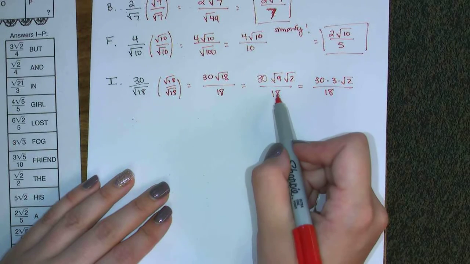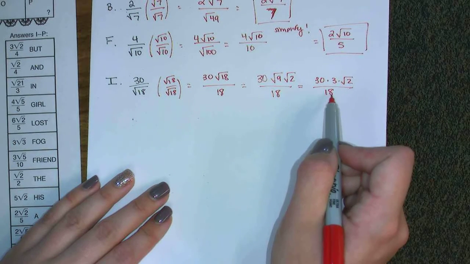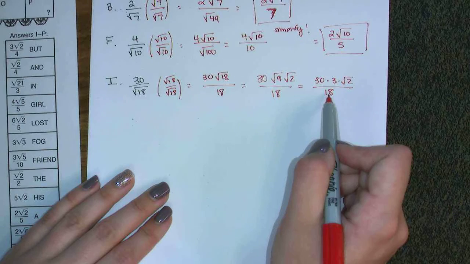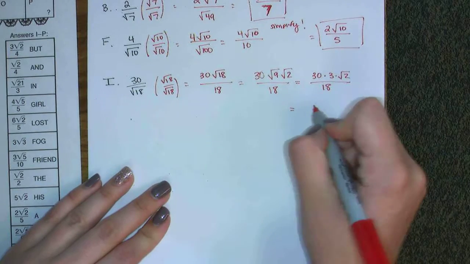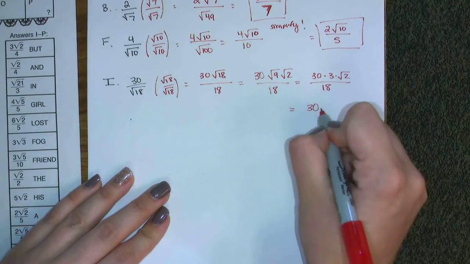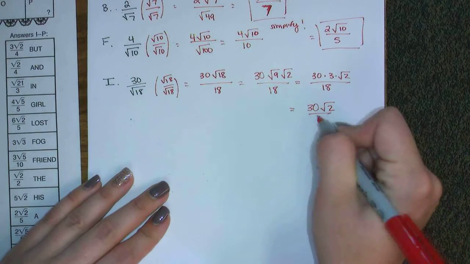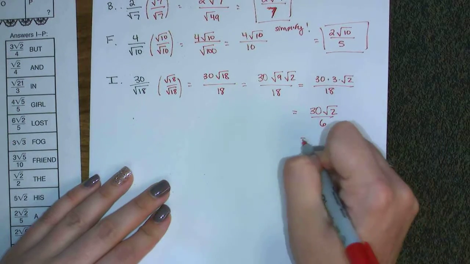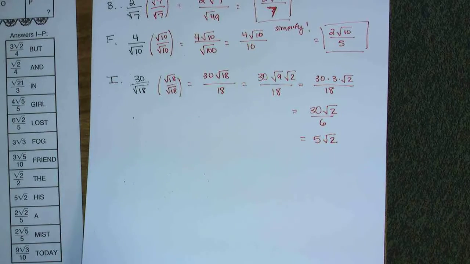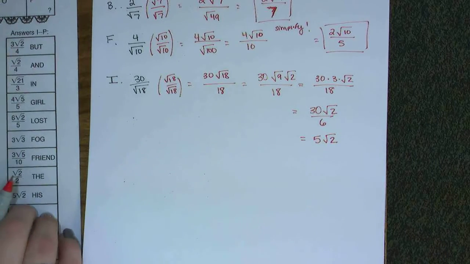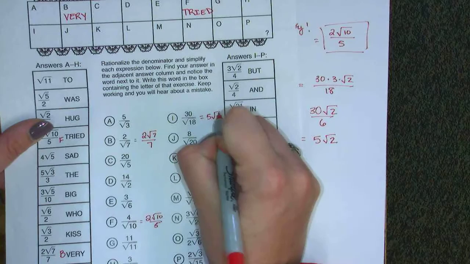Well, I know that 18, okay, oh, sorry, right here. 18, 3 goes into 18 6 times, so I can take out the 3 and come down here and be left with square root of 2 over 6. But I know that 6 goes into 30 5 times, so 5 root 2 would be my answer for that one. So over here, I, that's equal to 5 root 2.